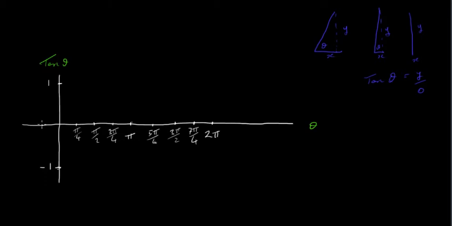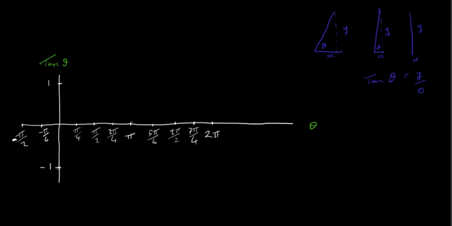And then we're out to 2 pi. I'll put in a minus pi over 4 here, and actually I'll put in a minus pi over 2 here as well. Okay, so there we go. Now, let's have a look at plotting a few points.